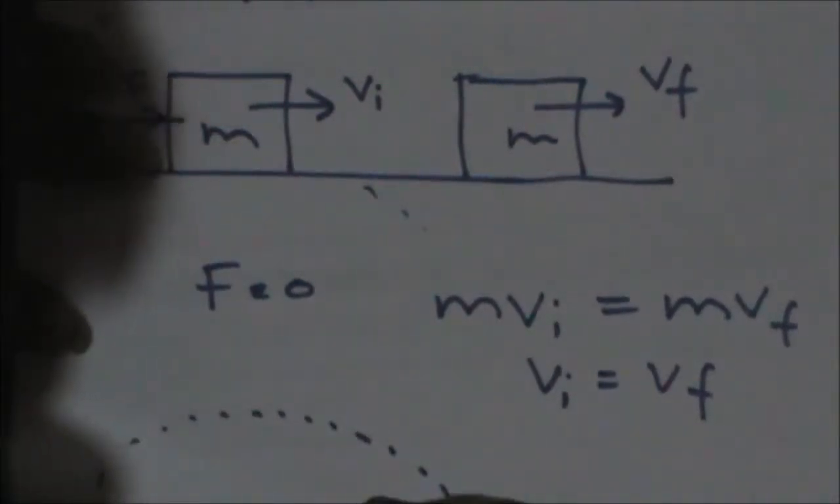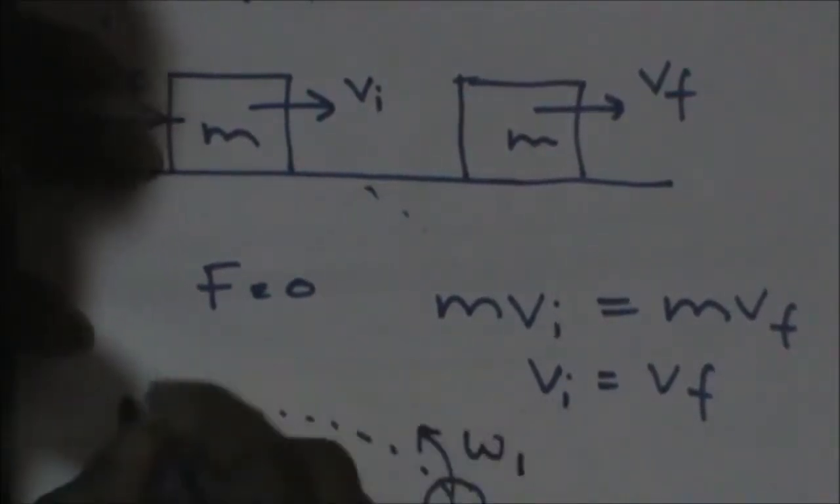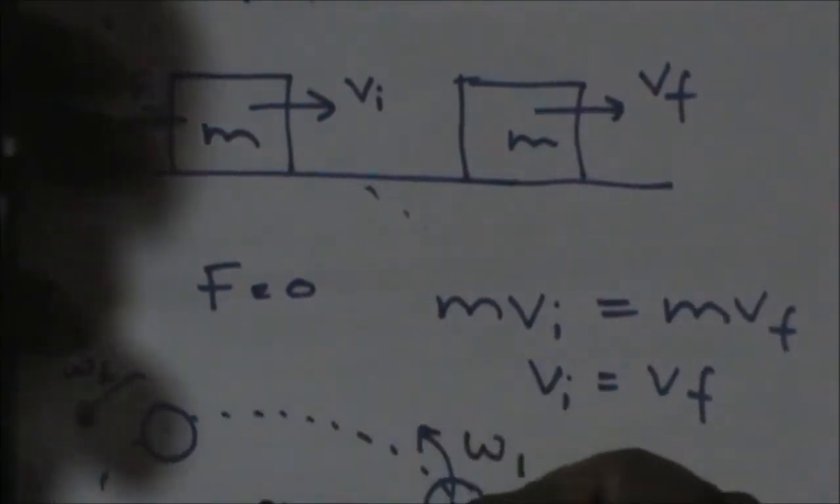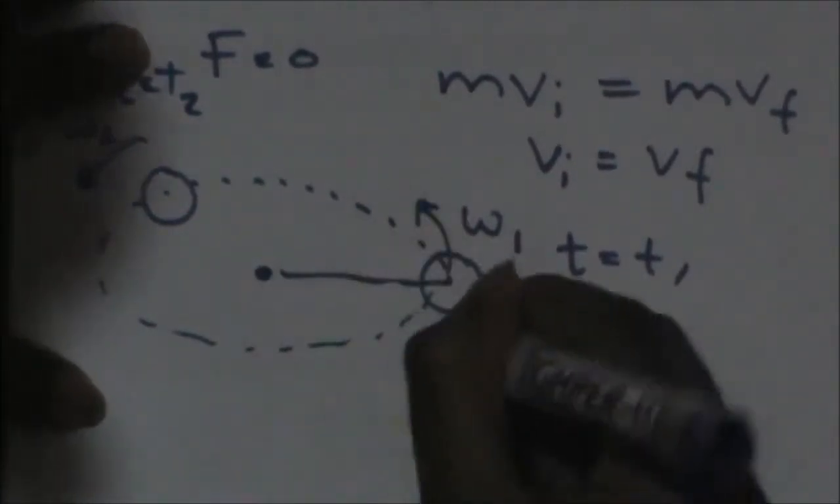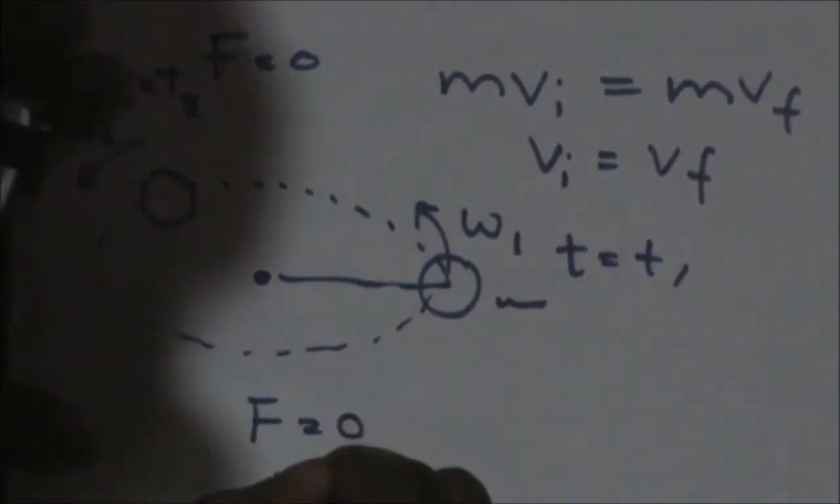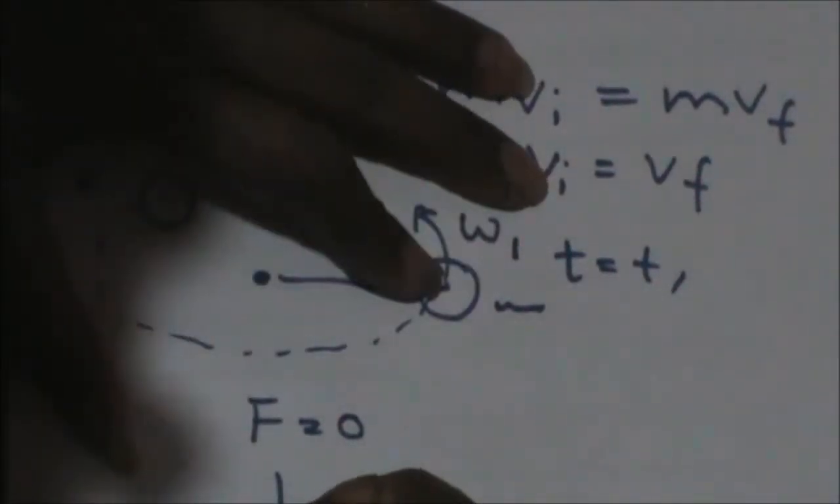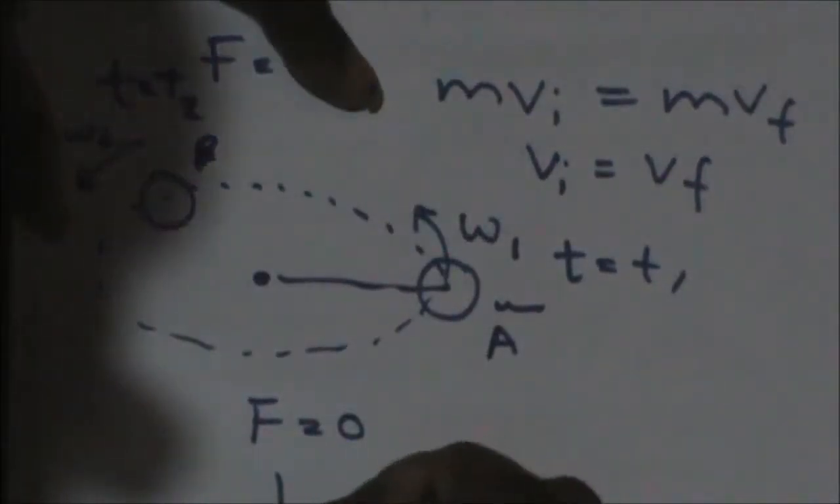if an object in circular motion has angular velocity omega 1 at t equals t1, and another angular velocity omega 2 at t equals t2, and the net force acting on this object is 0, then the angular momentum at position A and at position B, LA, is equal to LB. The net force I will give a special term, tau q, which I will introduce shortly.